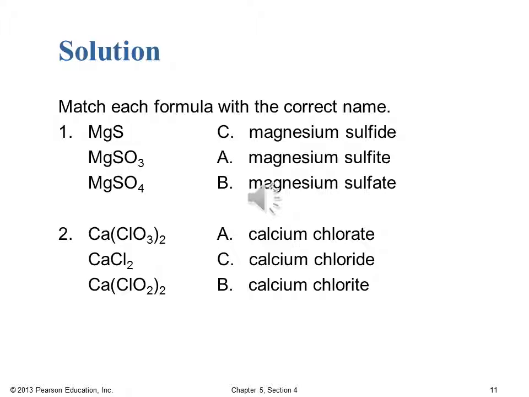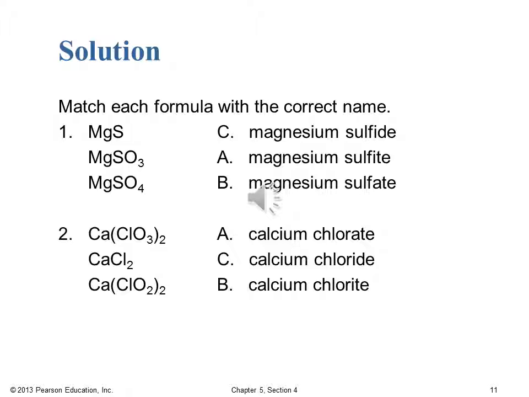So MgS is actually C, magnesium sulfide. For MgSO3, that's actually choice A, magnesium sulfite, and MgSO4 is B, magnesium sulfate. And hopefully you could, even if you didn't know it thoroughly yet because you haven't had enough practice, recognize that the ate is going to be the one with the more oxygens, the ite is going to be the one with fewer oxygens, and the ide is the ending for just the binary sulfur as an anion.